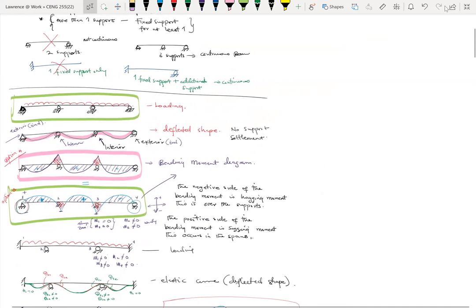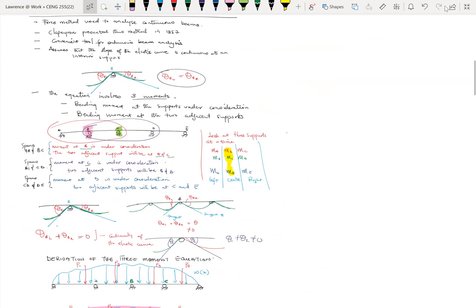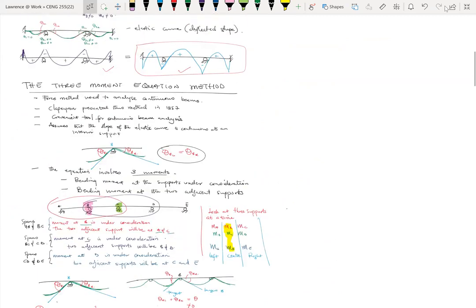So last week, Friday, when we met, we spent pretty much the entire time looking at the three-moment equation method. And I explained that this method is one of the methods used to determine the support reactions and then draw the shear force and bending moment diagrams for statically indeterminate structures. That applies where the three equilibrium equations might not be adequate to solve.